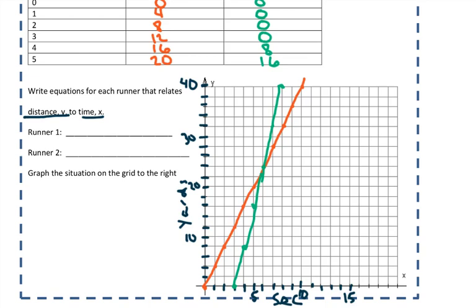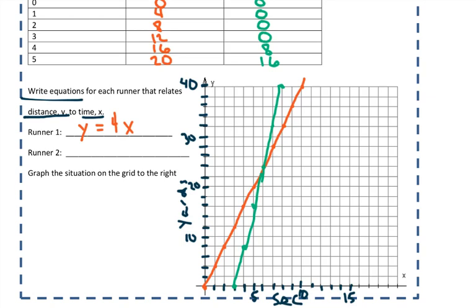And now we're asked to write equations of the lines that we just drew. So if you look at runner 1, the orange line or red line, that is a direct proportional relationship. So we know that y equals mx is our proportional relationship. And the m is the slope or the rate that he's traveling. So he's traveling at 4 yards per second. So the equation is y equals 4x.